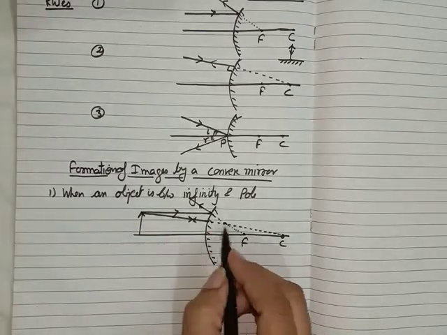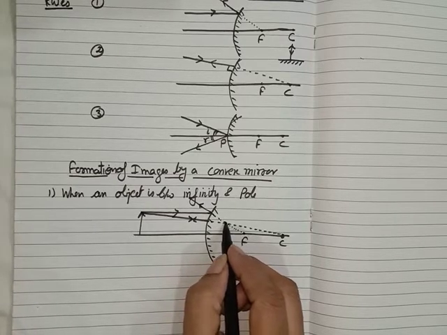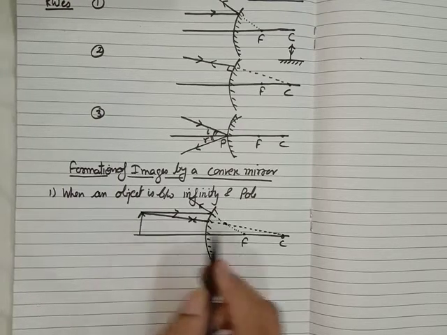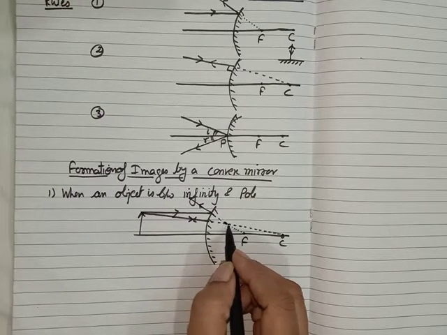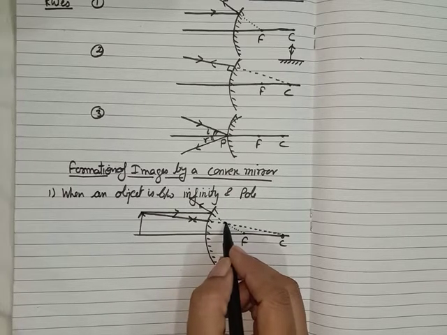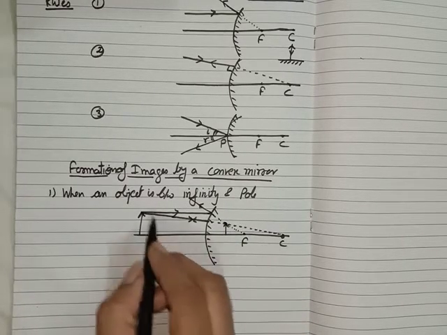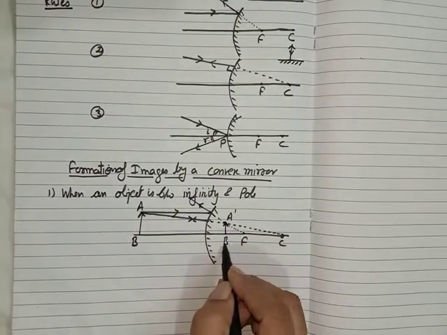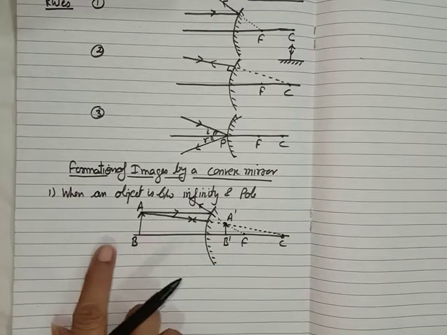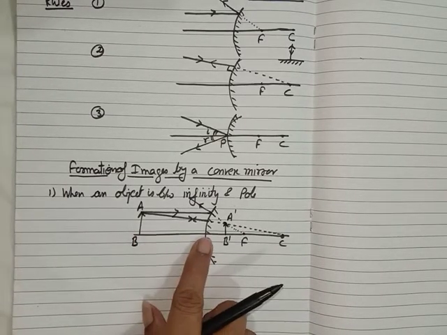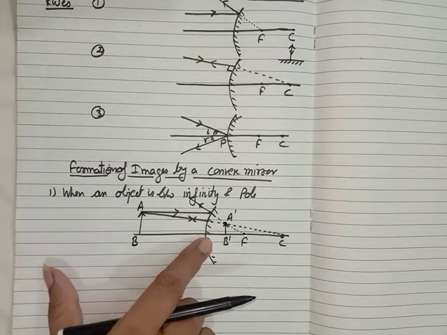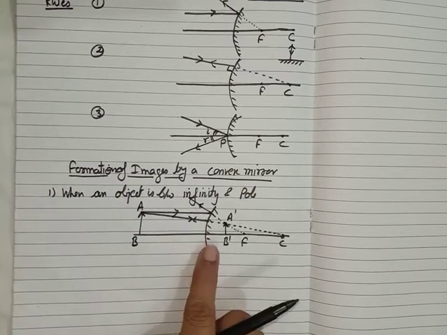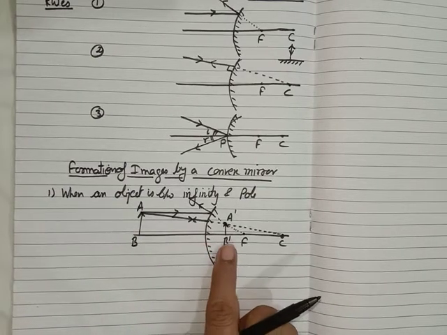Now the light rays appear to meet at this point. We started from the head of the object, so the point where the light rays meet will be the head of the image. If this is the object AB, then A dash B dash is the image. You can put the object anywhere in between infinity and the pole of the mirror, at any distance from the mirror. The image will always appear like this.